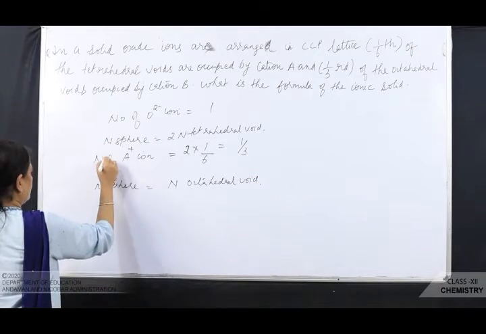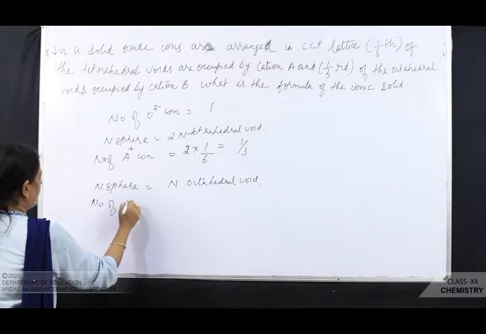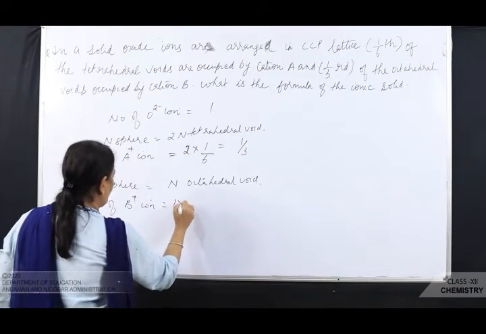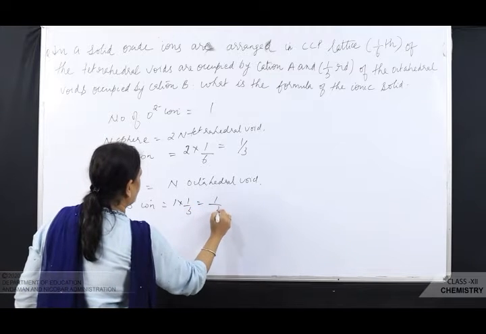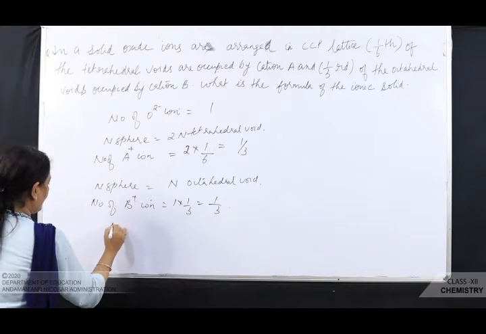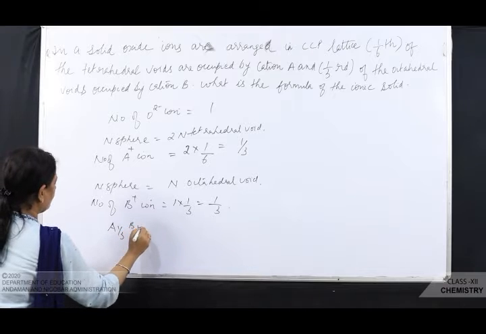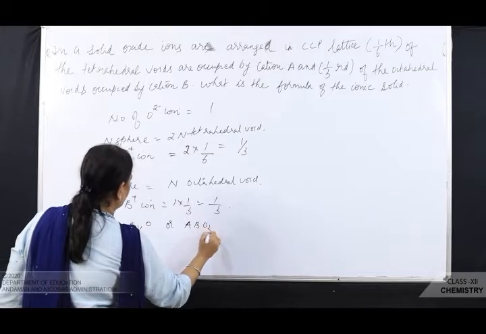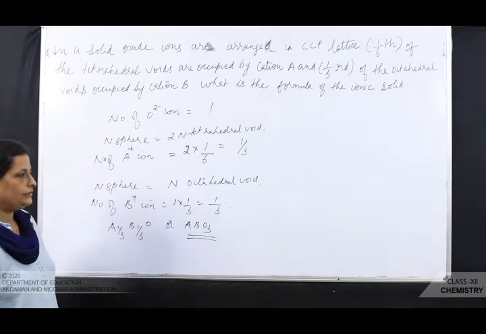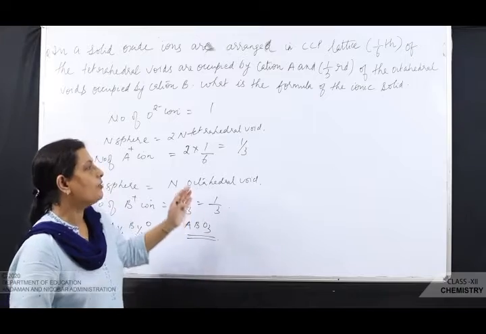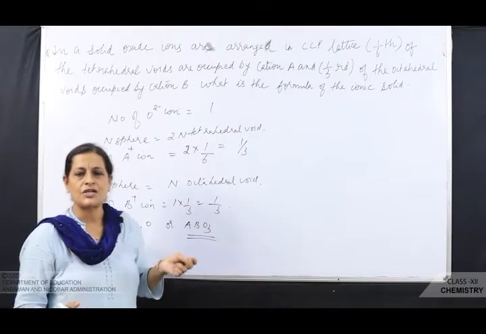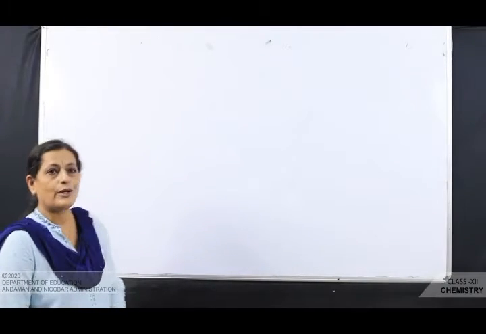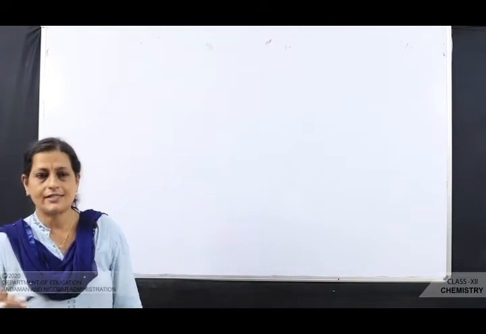And the number of B ions is equal to how much? How much is it occupying? 1/3. So, 1 into 1 by 3, that is 1 by 3. So, what will be the formula? A 1 by 3, B 1 by 3, O, or ABO3. So, this is the formula. Hope you have understood how to find the formula using the relationship between spheres and voids. Next, we will discuss calculations involving unit cell dimension.